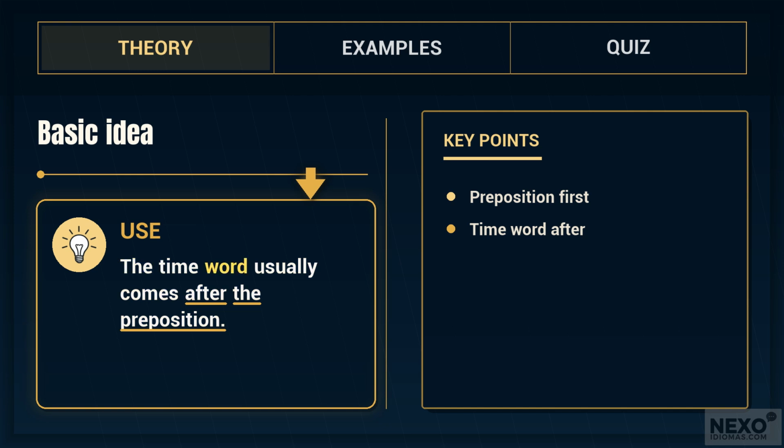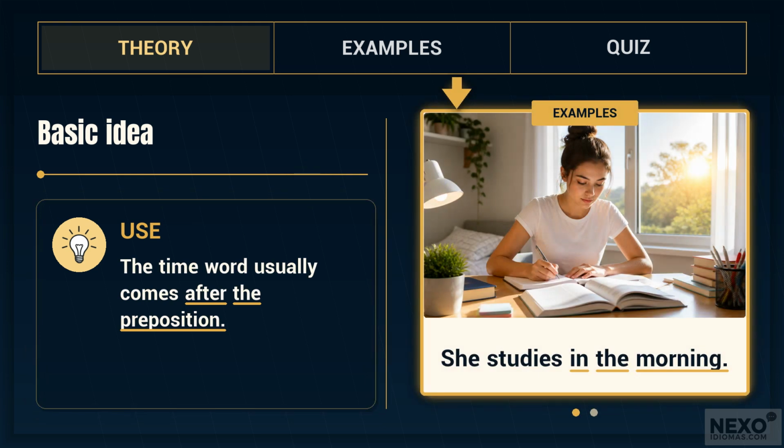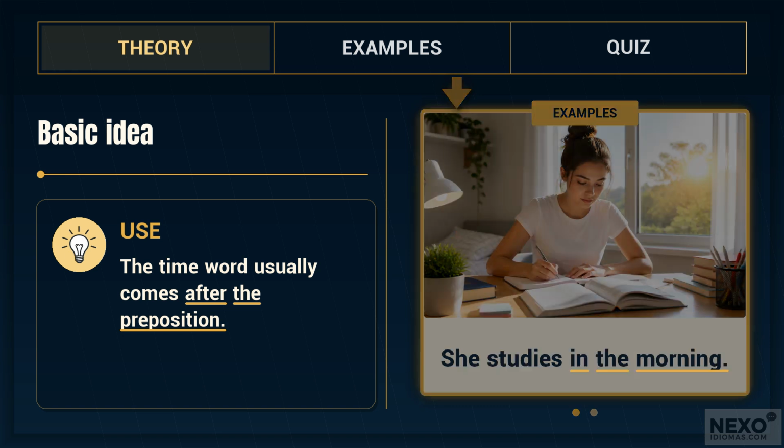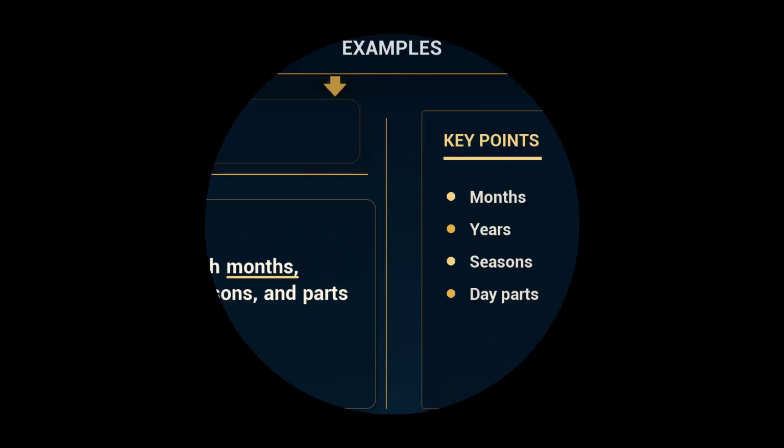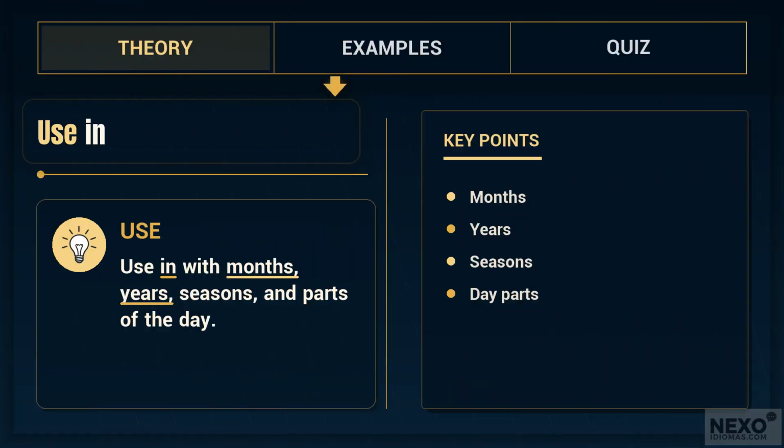The time word usually comes after the preposition. Example. She studies in the morning. Example. He sleeps at night. Use in.